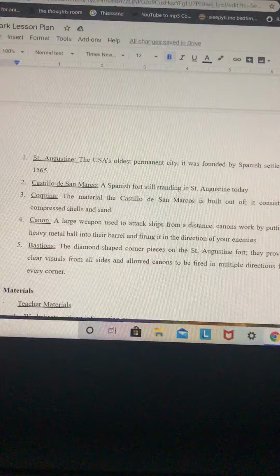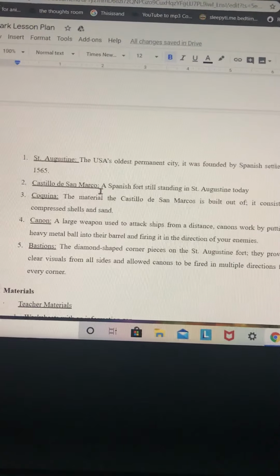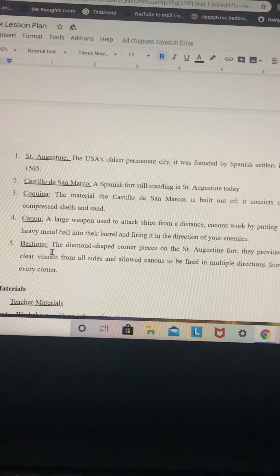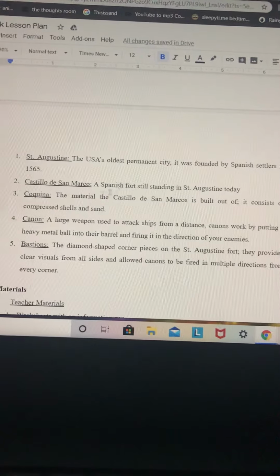Our vocabulary has to do with St. Augustine and the fort, which is officially called Castillo de San Marcos: coquina, cannon, and bastions. Those are just things with the fort.